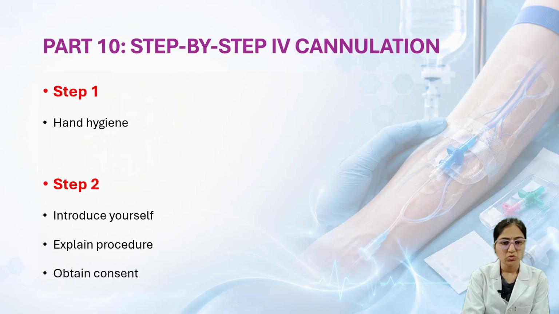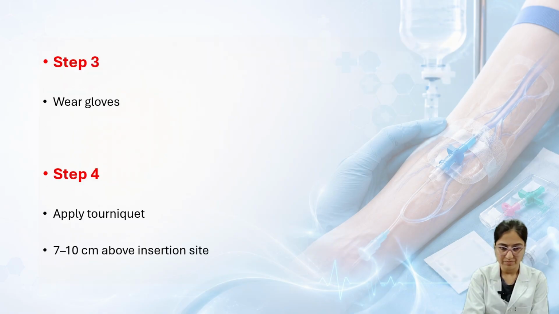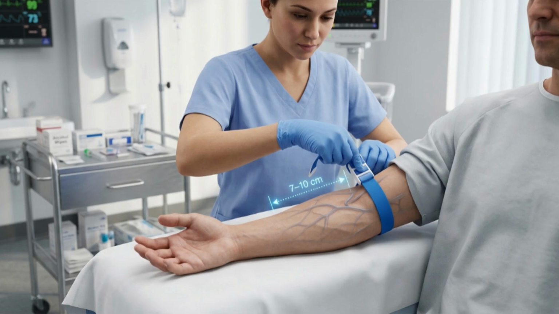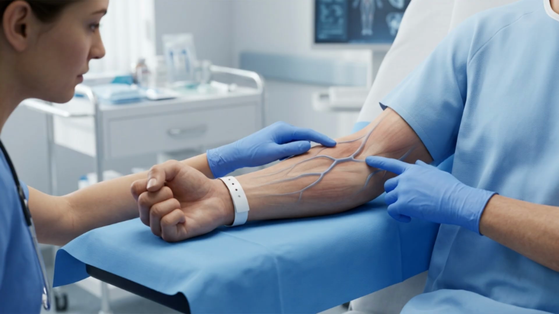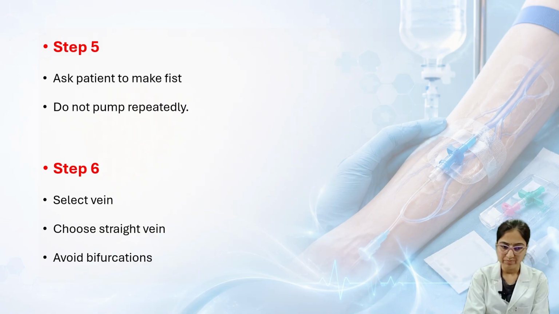Next, we'll see the most important part of this procedure: the step by step IV cannulation procedure. First step is hand hygiene. The second step: introduce yourself, explain the procedure, obtain consent, and wear gloves. After that, apply a tourniquet 7 to 10 cm above the insertion site. Then ask the patient to make a fist, and do not pump repeatedly.